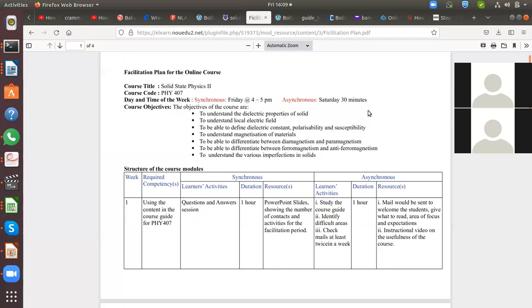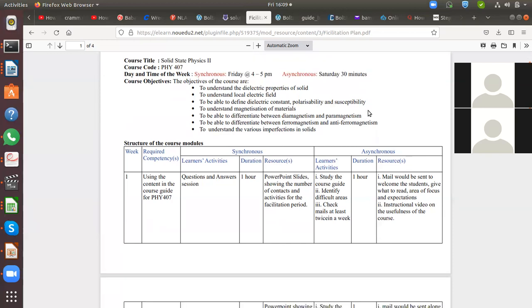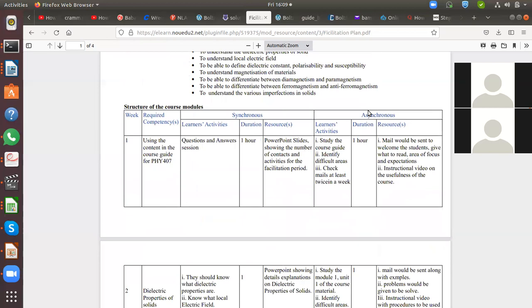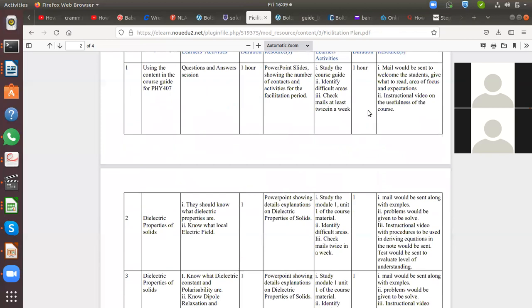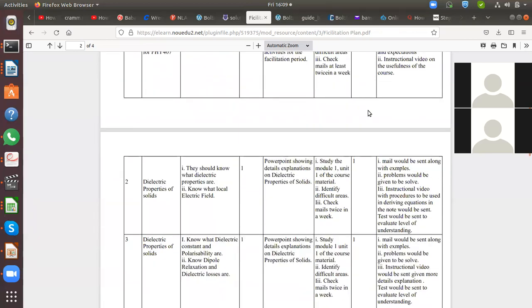So the first week of the course, which is today, we are going to be looking at the course guide together. And also, if you have questions, you can ask. Then we also check one or two things. In the second week, which is mainly where the class will start fully, the first thing we are going to look at is the dielectric properties of solids. Specifically, we are going to look at what dielectric properties are and also move a bit to look at the local electric field.